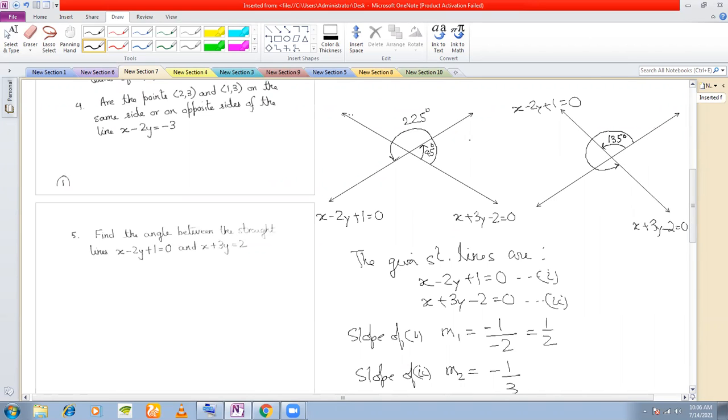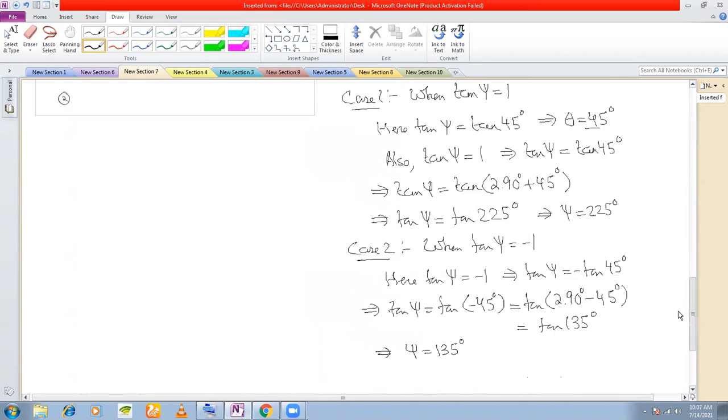Now, very interesting to see here that you have got 45 degree and here you have got 135 degree. These two angles are in a straight line. So just to check whether you have got the right answer, the sum of these two must be equal to 180 degree. Okay, so 135 plus 45 must be equal to 180.